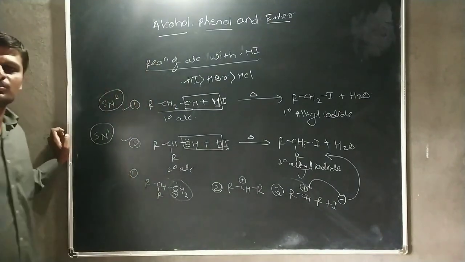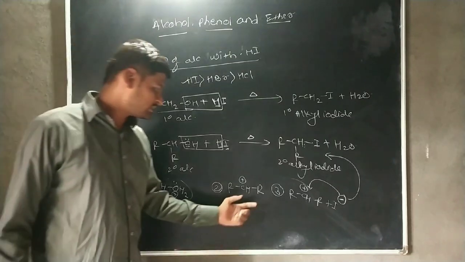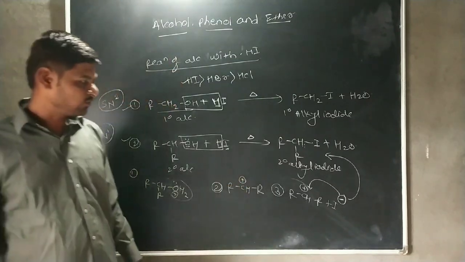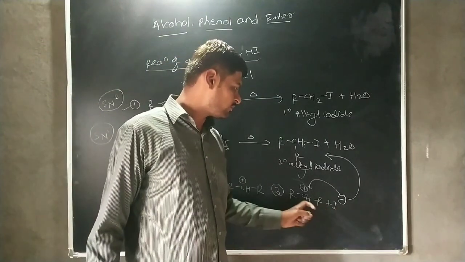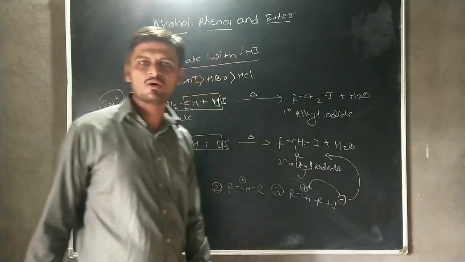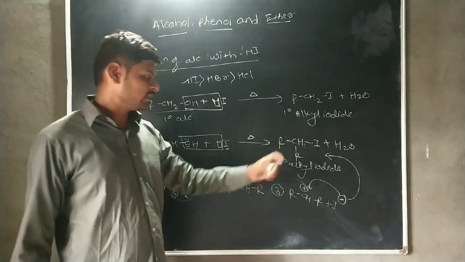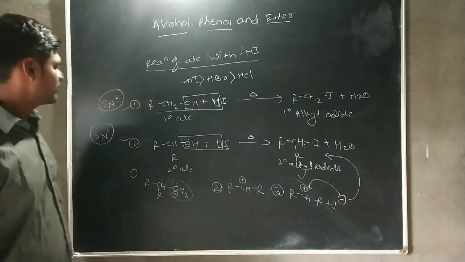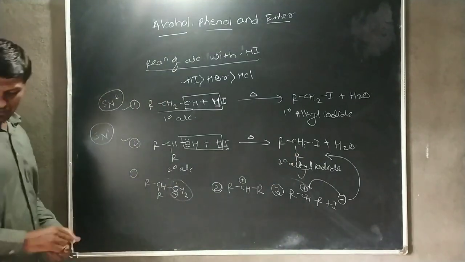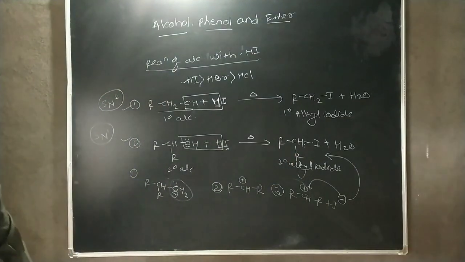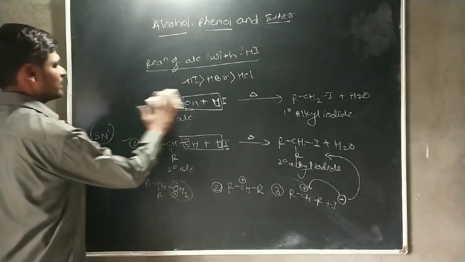In the first step, a protonation reaction occurs. In the second step, a carbocation is formed, and in the third step, there is attack of the nucleophile on the carbocation, and there is a formation of secondary alkyl iodide. Okay, this is the general reaction of alcohol reacted with HI.